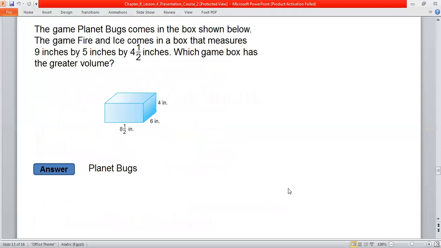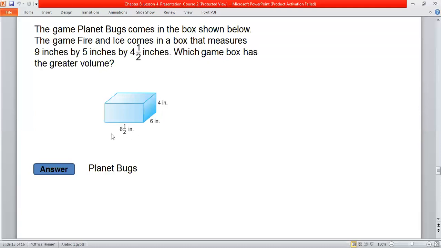The question. The game Planet Bugs comes in the box shown below. The game Fire and Ice comes in a box that measures 9 inches by 5 inches by 4.5 inches. Which game box has the greater volume? Which one has the greater volume? Okay, which one is the bigger? Can you compare between the both?